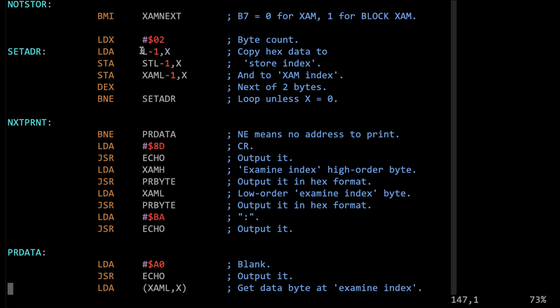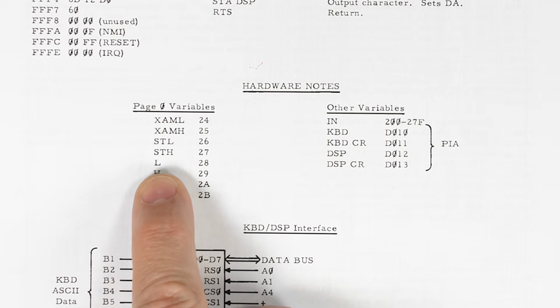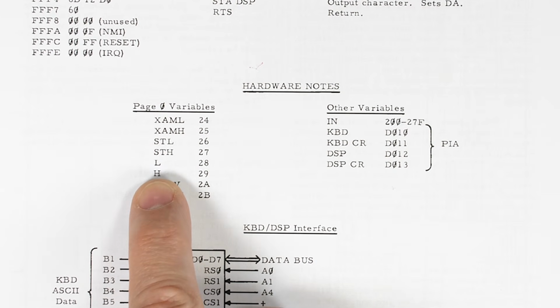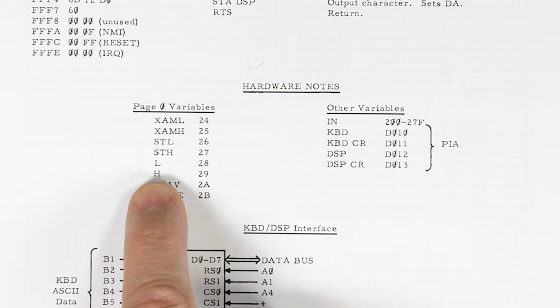So this block of code copies the hex address that was entered from the H and L variables, and puts it into the store L and store H variables and the exam L and exam H variables. And it does that with this weird loop thing, which is there to save a few bytes. X starts as 2, and then it loads L minus 1, comma X, so actually plus X. So it's L minus 1 plus 2, if X is 2. So this is actually L plus 1. And if you look, L was in address location 28, L plus 1 is 29, and so that's actually referring to H because of the way these are organized in memory.